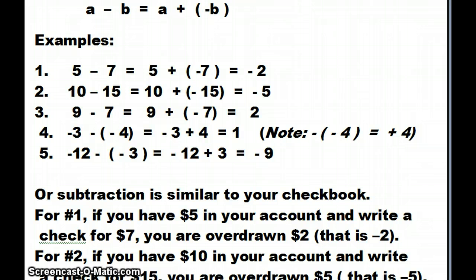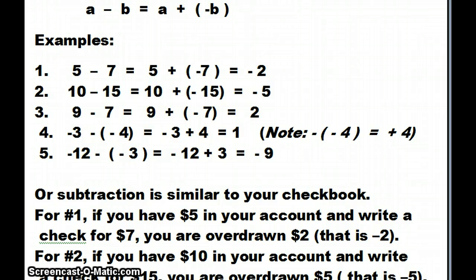The absolute value of the negative 7 is larger and its sign is negative, so the answer becomes negative 2. Another way to look at it is if you have 5 things and you lost 7, you would be in the hole 2. Or in terms of your checkbook, if you had $5 and you wrote a check for 7, you would be 2 in the hole. On the left side, 5 minus 7 is subtraction. On the right side, it turns it into addition.